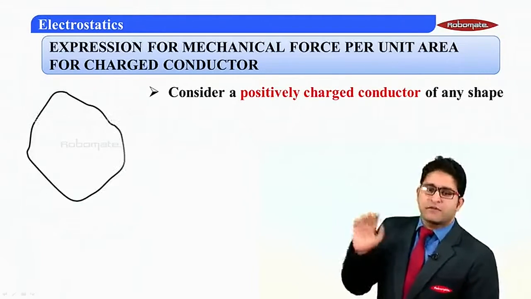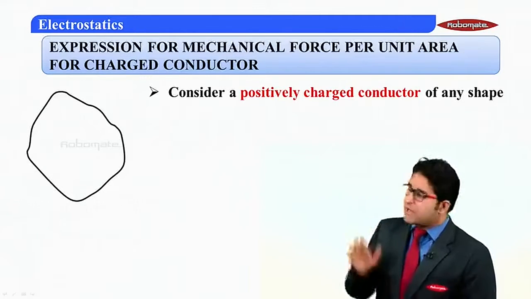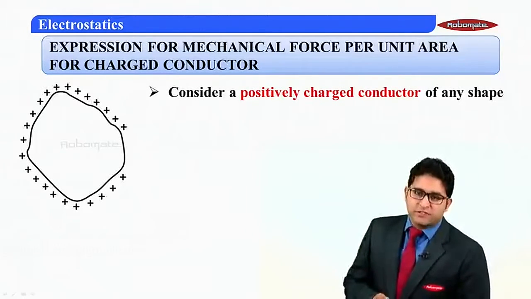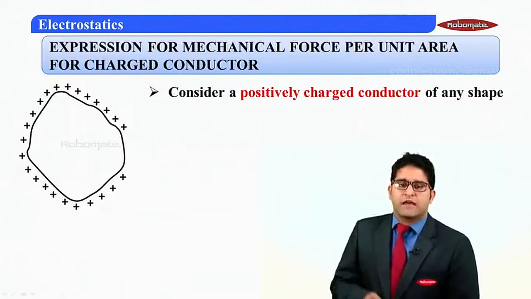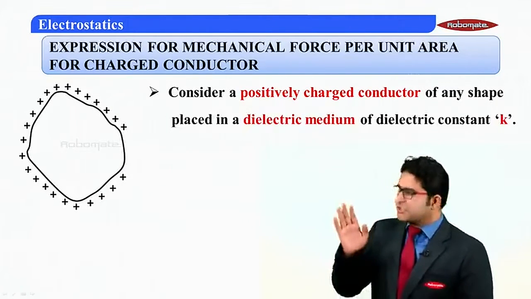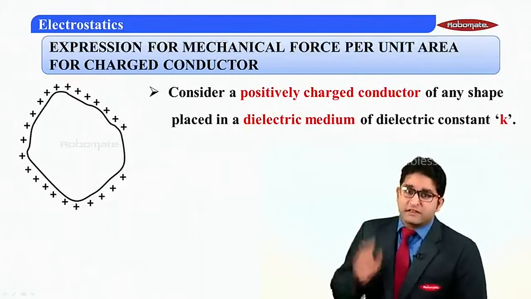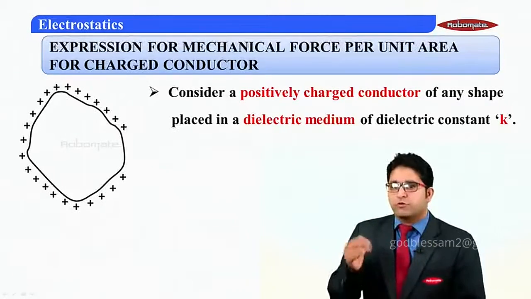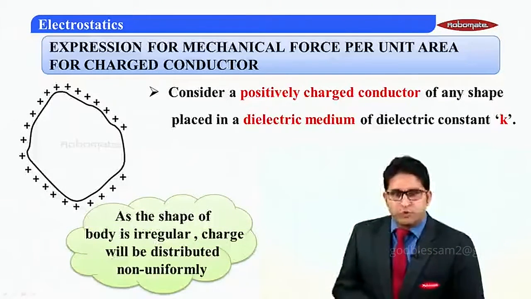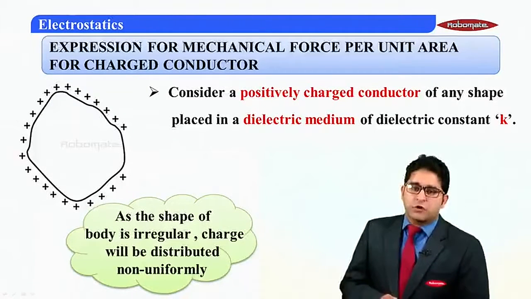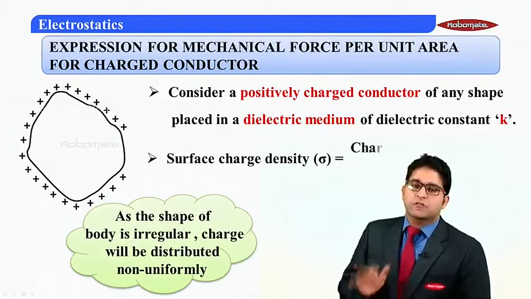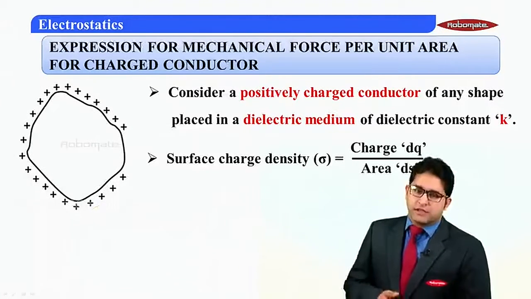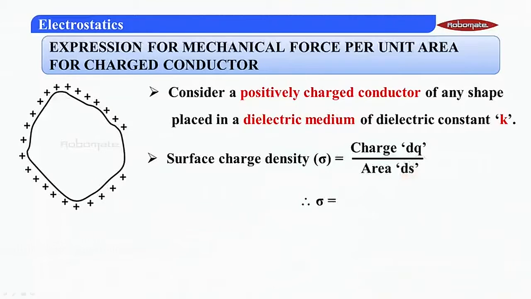So let's say here I'm having a conductor which is irregular in shape, and this particular conductor is positively charged, and this conductor is placed in a dielectric medium having dielectric constant K. Now students, see the shape. Is it regular or irregular? It is irregular. So distribution of charge will be uniform or non-uniform? It will be non-uniform. And as the distribution of charge is non-uniform, I can say the surface charge density, that is sigma, is nothing but equal to charge dq upon area ds. So therefore I can write sigma equals dq upon ds.